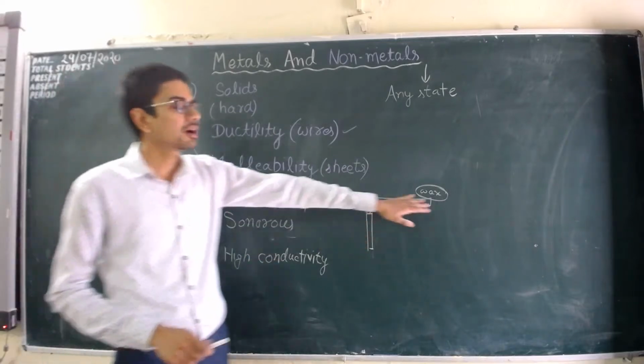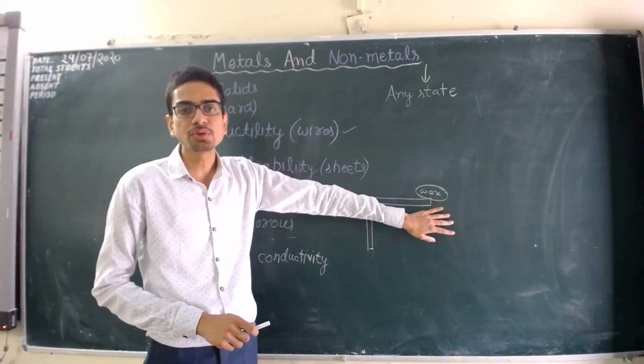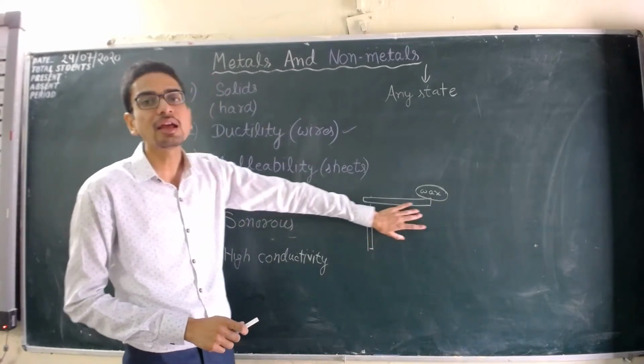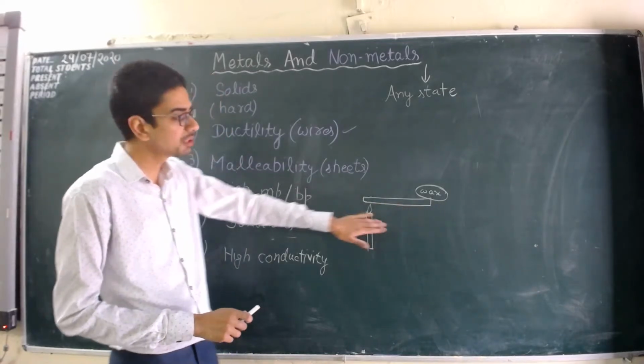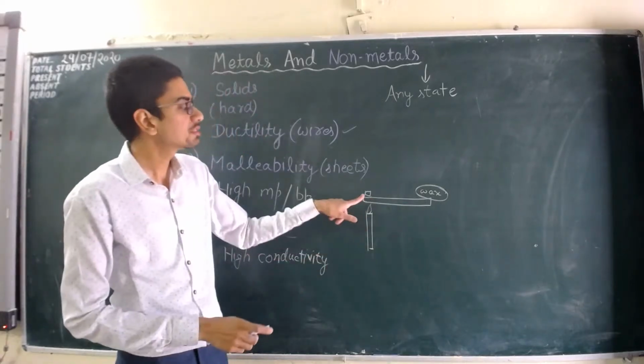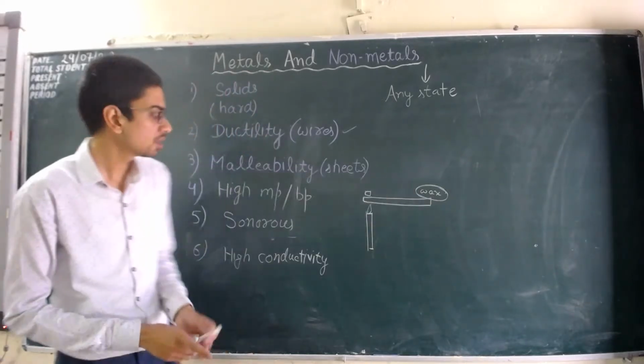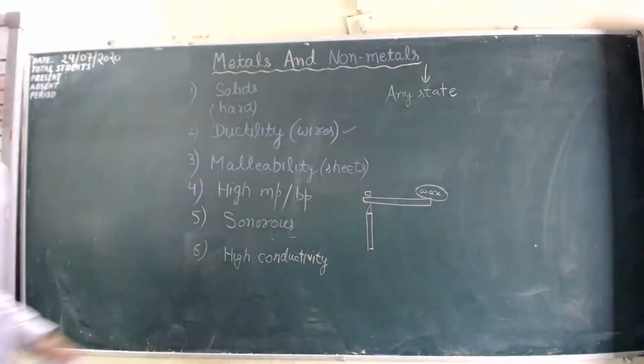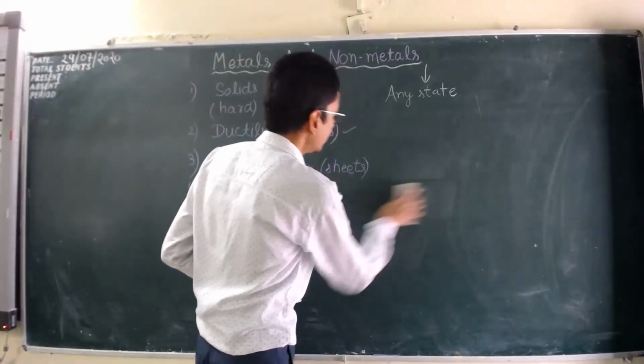The wax starts melting. Why? Because this metal has conducted heat from the candle. The heat starts from here and travels from here to there, melting the wax. So metals are good conductors of heat.